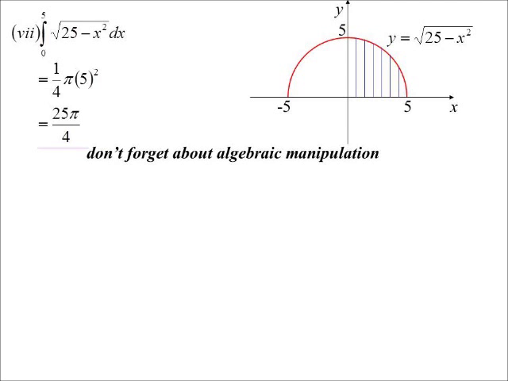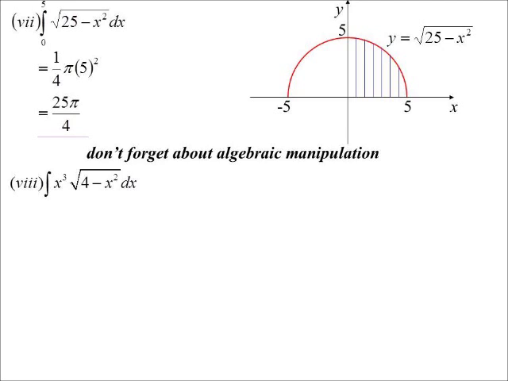Don't forget algebraic manipulation. Look at this one: x cubed root 4 minus x squared dx. Oh, I think you're going to enjoy this one. I could rewrite that. You like that? What I've actually done is I've added 4x and I've subtracted 4x. Why on earth did I do that? Because I can now write this bit as x times 4 minus x squared, which happens to match the 4 minus x squared under the square root sign.